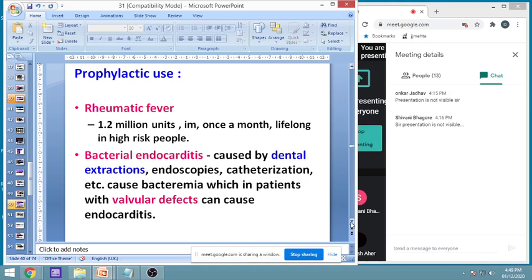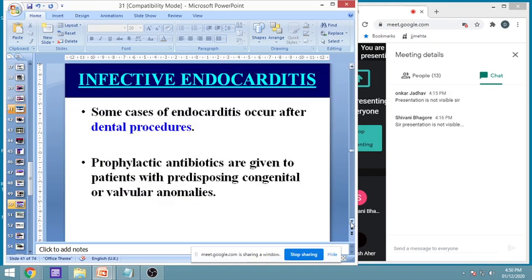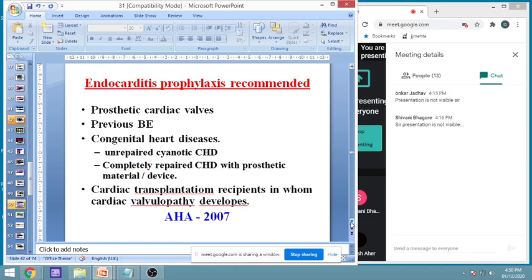Bacterial endocarditis is caused by dental extraction, endoscopies, catheterization, and in those cases it is used as a prophylactic. So in some of the other dental activities it is used. Then prosthetic cardiac valves, that is, artificial cardiac valves. Then congenital heart diseases like unrepaired sinusoid CHD. In many conditions, wherever the valves are replaced and anything is inserted in the body, and gram positive organisms are expected to cause infection, they are used.